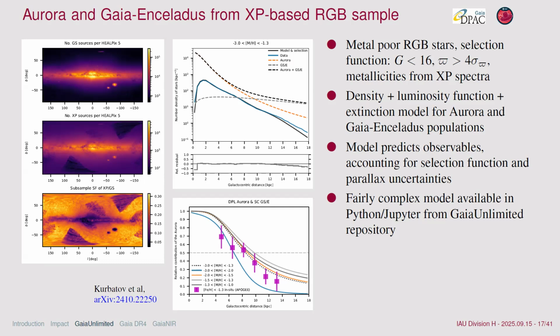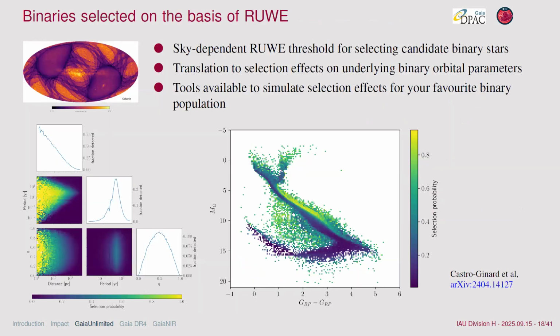Last example of the selection function is that we also looked at the selection function of binary stars. So basically, the trick that is used very often is you look at the renormalized unit weight error, one of the data quality indicators in the Gaia catalog, and you simply say that stars that have a RUWE above a certain threshold, I assume that they are candidate binary stars, and you can study them, of course, for all their properties.